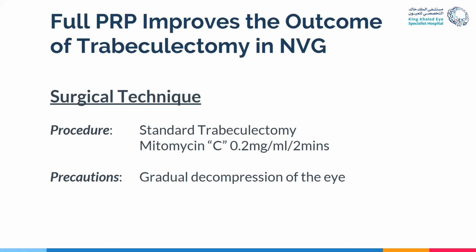The only thing which should be a habit of each one of us is the gradual decompression of the eye. And this is not only in neovascular glaucoma or secondary glaucomas, but we should do it in every single eye for glaucoma surgery, to reduce the pressure gradually, not get it down suddenly from, for example, 20 to 0. These patients are usually old patients who would have other comorbidity problems. So it's better to decompress the eye gradually.